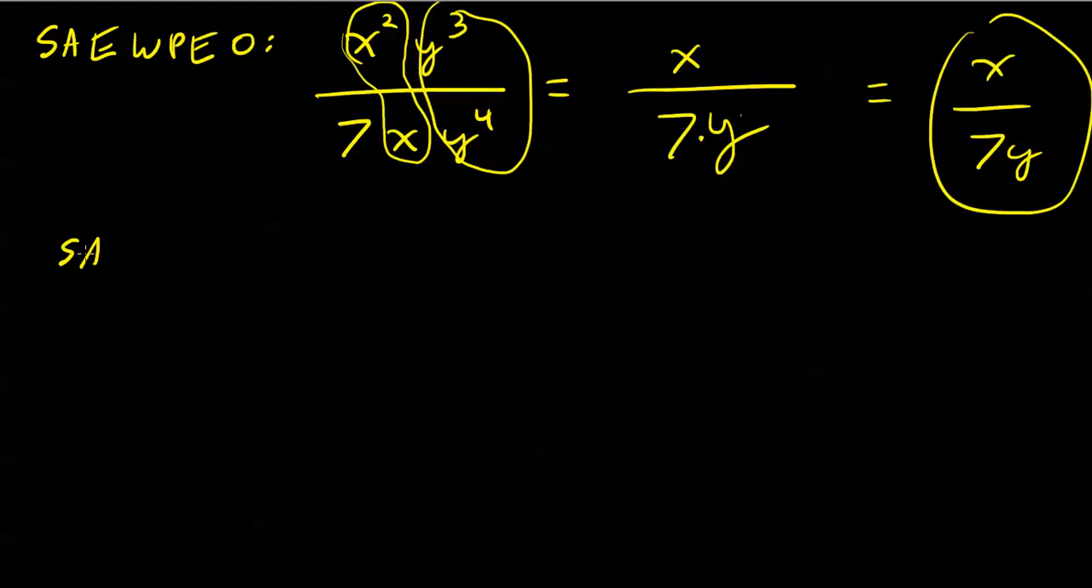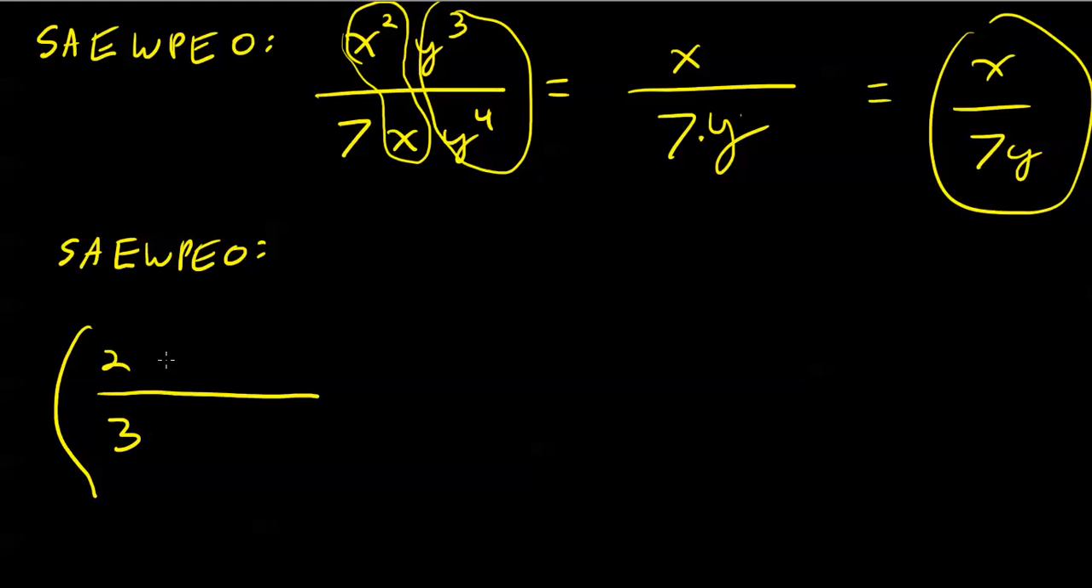Here's another one. Simplify and express with positive exponents only. And this one's kind of a nasty looking one. We're getting towards the upper limit of difficulty in this section.